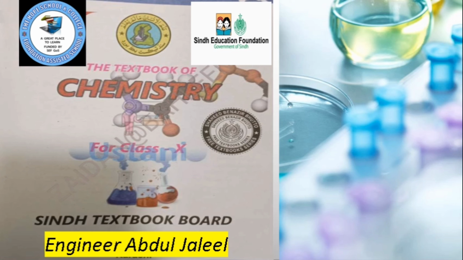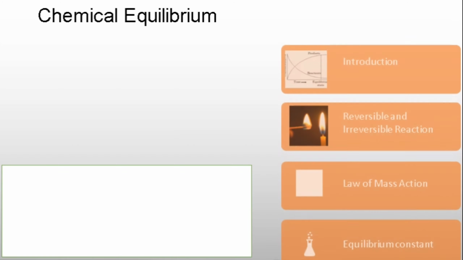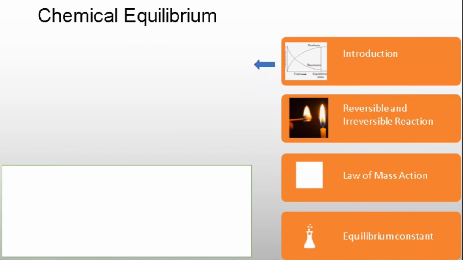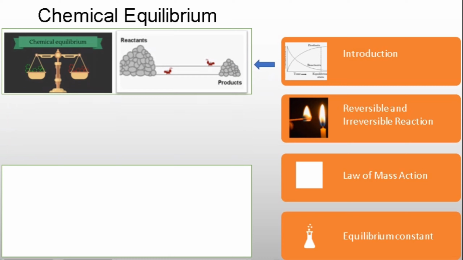What is chemical equilibrium? Chemical equilibrium is the reaction in which reactant is converted into product and product is again converted into reactant. It means the reaction goes in the forward direction, and then goes back in the backward direction. The figure shows the chemical equilibrium reaction, where reactant and product are equal.